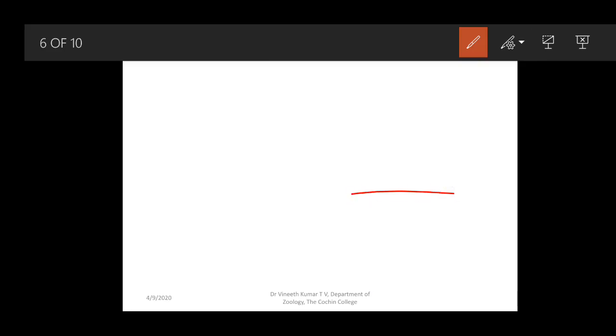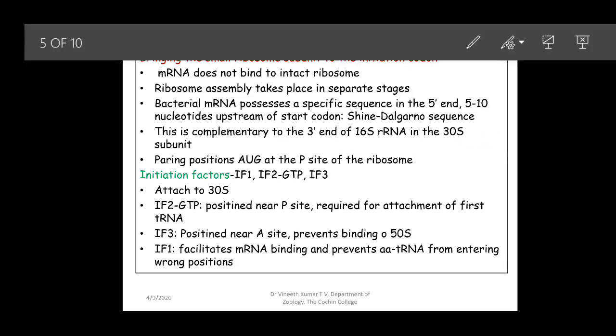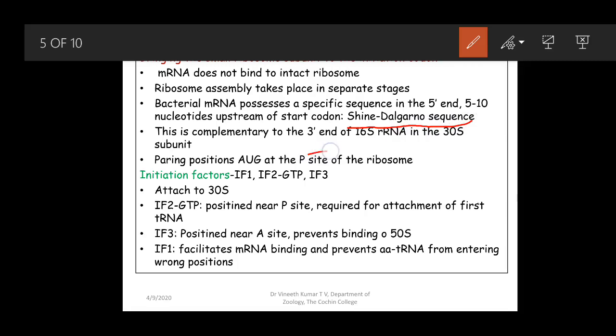So that is what we are seeing here. The ribosome assembly takes place in separate stages. The mRNA possesses a specific sequence at the 5' end, a 5 to 10 nucleotide sequence called the Shine-Dalgarno sequence, as we said earlier, which is complementary to the 3' end of the 16S rRNA in the 30S. So if pairing occurs, it will be correctly placed.